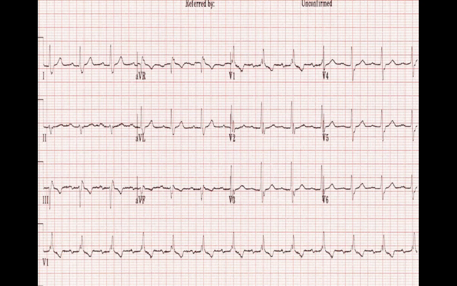If we add on to that, we do have a first degree AV block. We've got that long PR interval right there, and you can measure it in whatever lead you'd like. But so here we've got our incomplete trifascicular block.